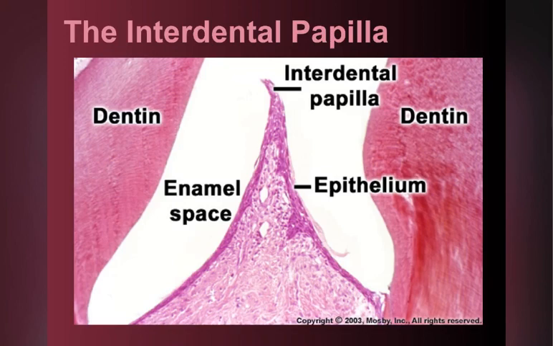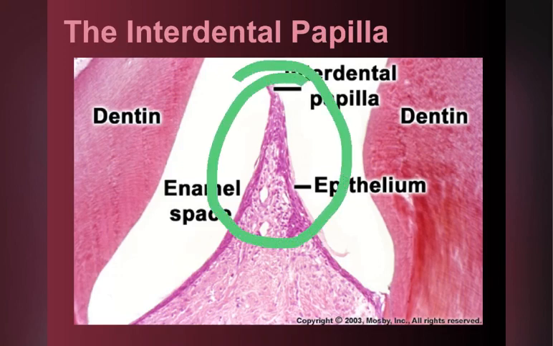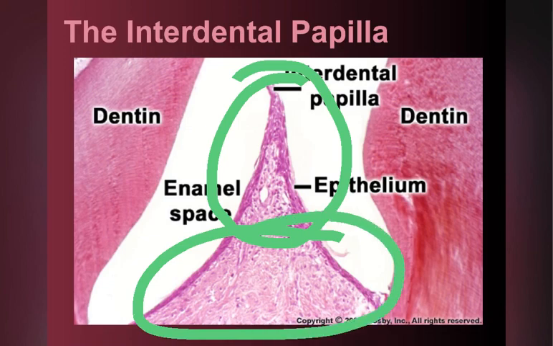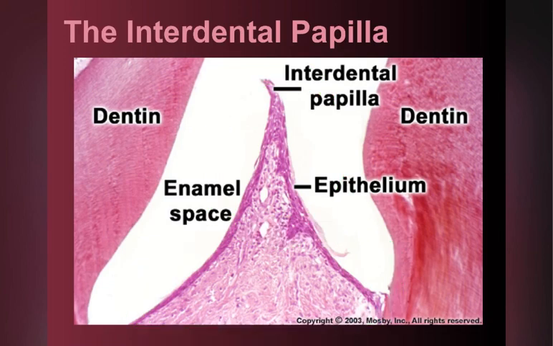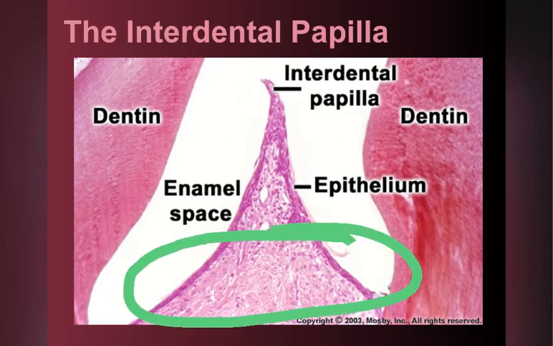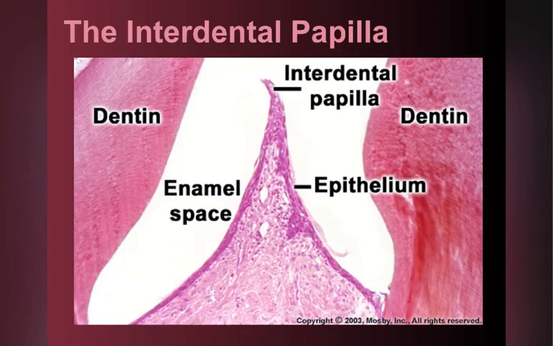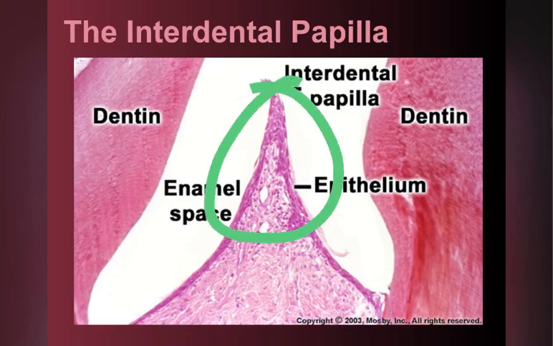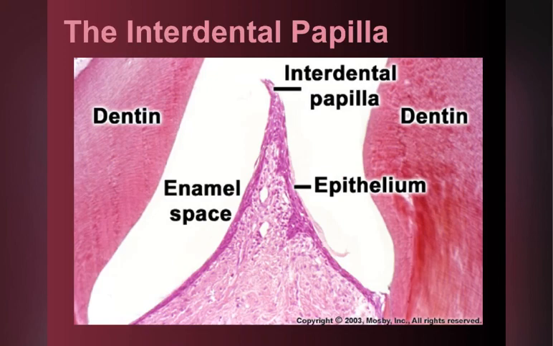Here we see interdental papilla between two teeth. This interdental papilla has a free part and an attached part. So it's like gingiva. We have free gingiva, attached gingiva, interdental papilla. It has a free part, not attached to the tooth, and a part that is attached to the tooth by junctional epithelium. The free part is lined with sulcular epithelium that is not bound to the tooth.